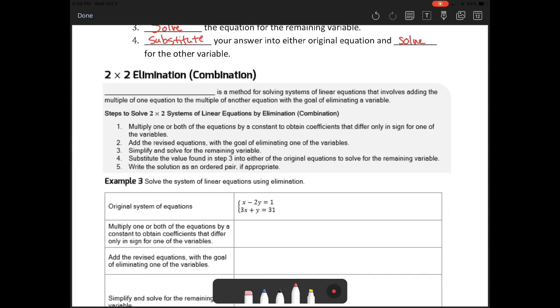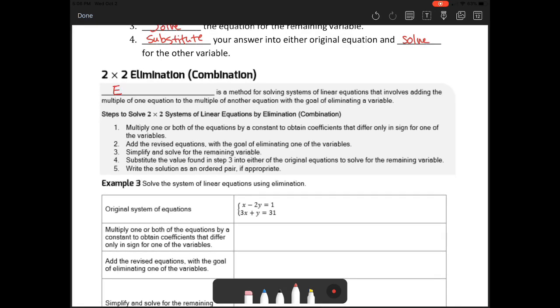So next thing that we're doing is elimination, a method for solving systems of equations that involves adding a multiple of one equation to a multiple of another equation. So this is our more in-depth notes, guys. Our different steps are going to be: multiply one or both of the equations by a constant to obtain coefficients that differ only in sign. So we need one to be negative and one to be positive for one of the variables. Then we're going to add the revised equations with the goal of eliminating one of the variables.